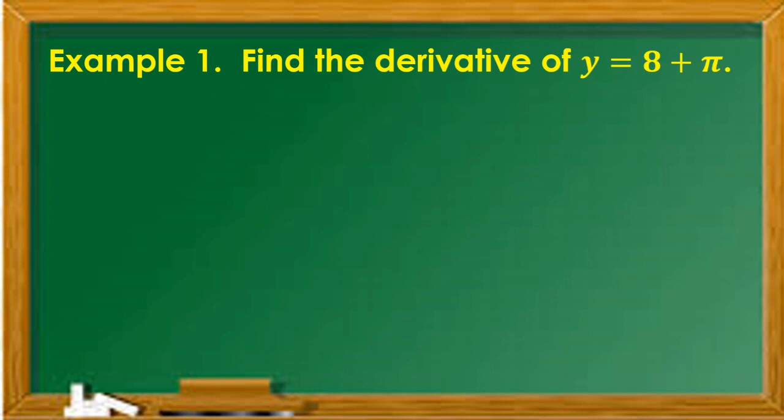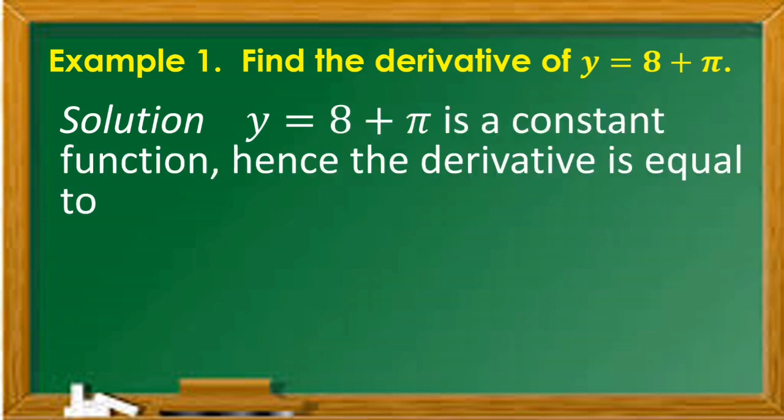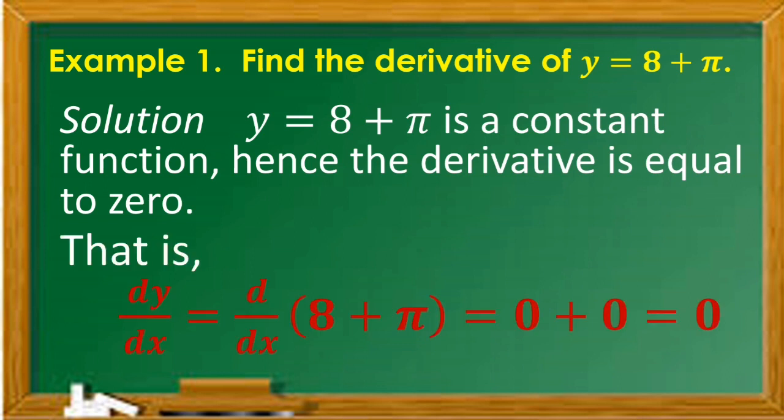Example number 1. Find the derivative of y equals 8 plus pi. Since y equals 8 plus pi is a constant function, hence the derivative is equal to 0. That is, dy over dx equals the derivative of 8 plus pi equals 0.